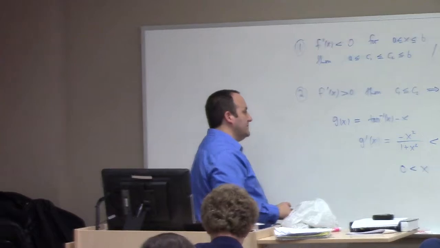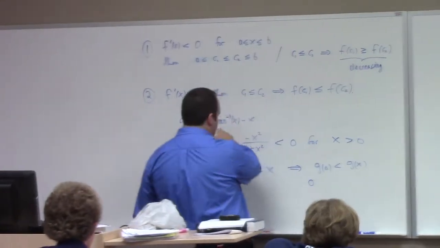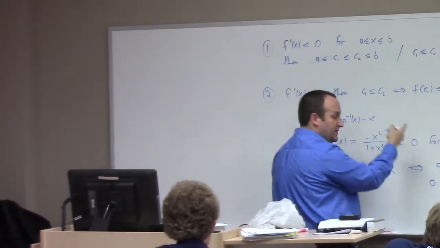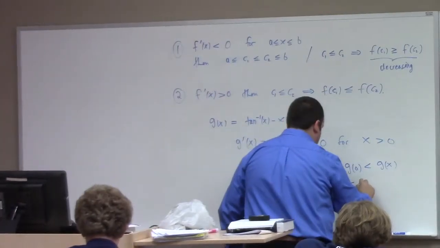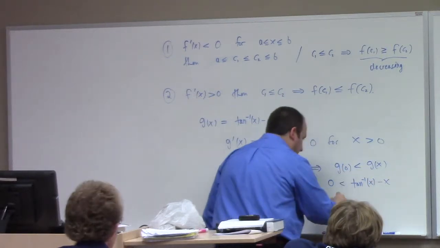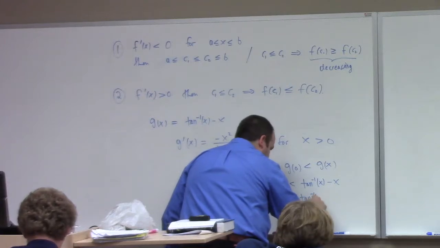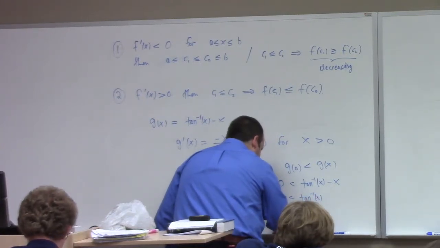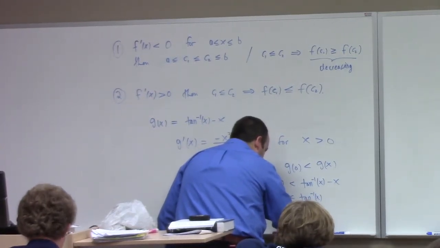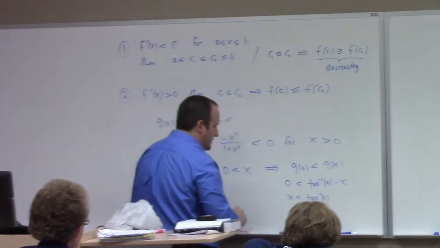But what does that mean? What's g of 0? This is 0. Inverse tangent of 0, 0, is less than inverse tangent of x minus x, which is to say that x is less than inverse tangent of x, which we can flip around to say that inverse tangent of x is smaller than x. I just flipped that around, didn't I?